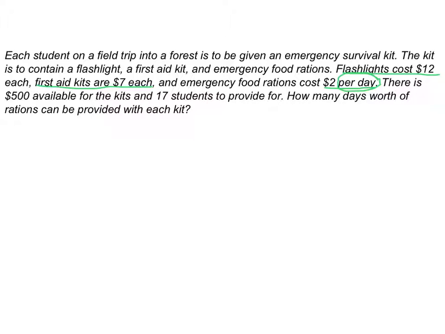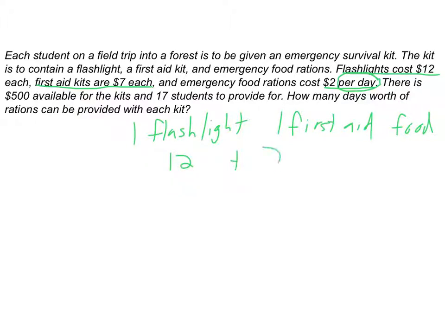First we come up with our equation. There's 1 flashlight, 1 first aid kit, and then there's the food. A flashlight costs $12 each, a first aid kit is $7 each, and food is $2 per day. We're going to say that x is the number of days, because that's what we're trying to solve for. And there are 17 students, so we're going to multiply the whole thing by 17.